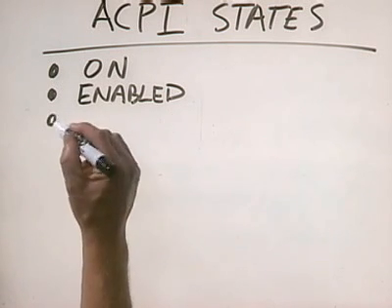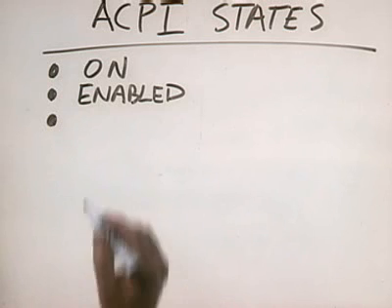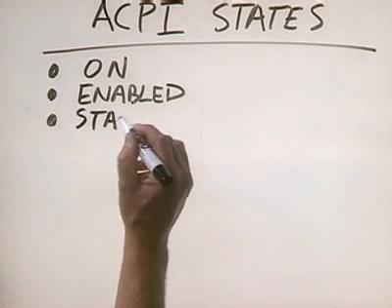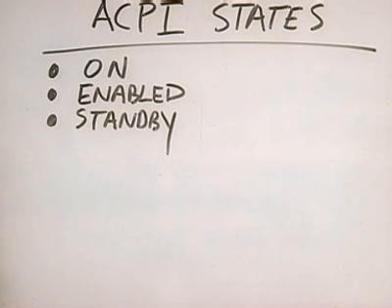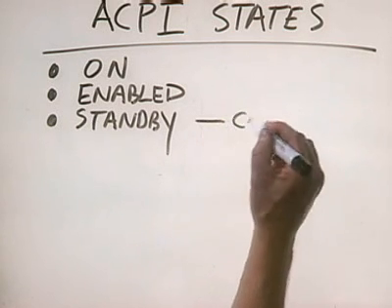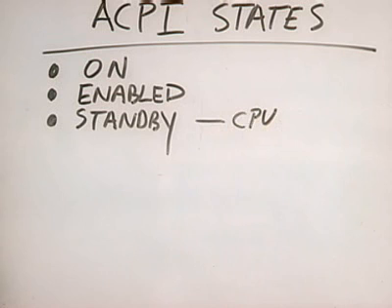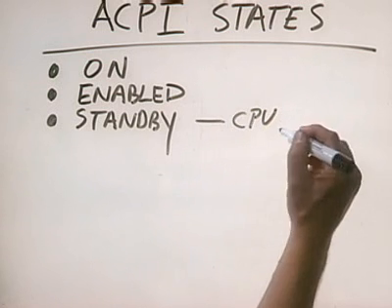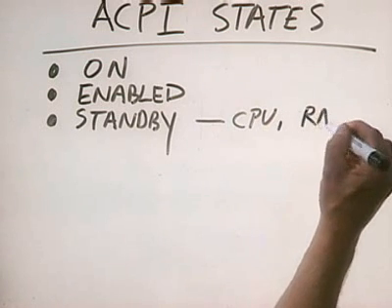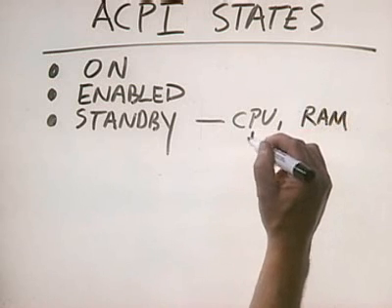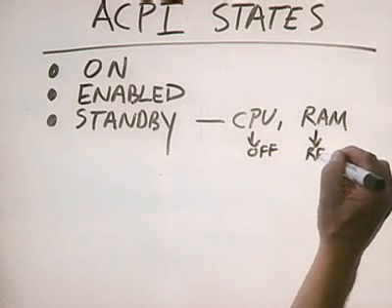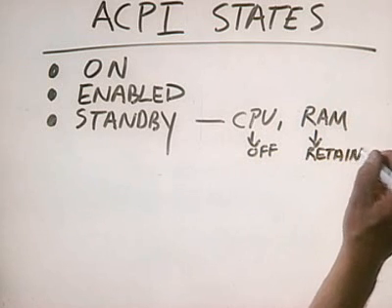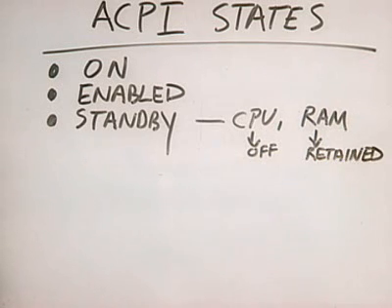The next ACPI state is called standby. During standby, the CPU is shut down. However, RAM retains its contents. In addition, all peripheral devices are also shut down.